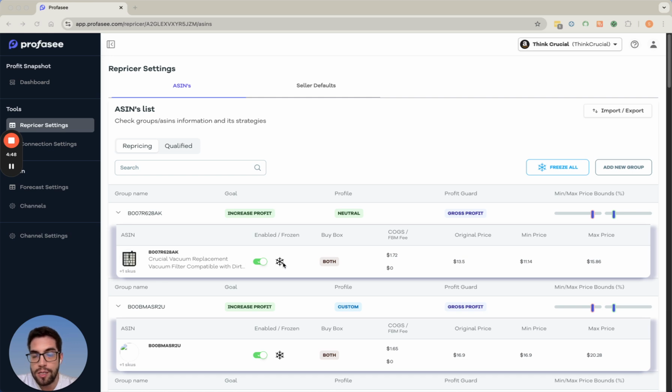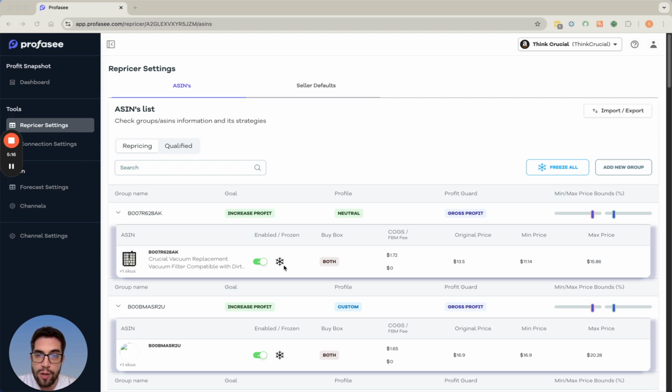So here, when you press this, it will turn blue, and it will basically allow you to, as I was saying, pause the ASIN, right? So, for example, when it turns blue, it's already frozen, and it will be frozen at whatever price it is currently on Amazon. And this is great to allow you to, for example, run any deals. If you need to run a lightning deal for a couple of days, something like that, to make sure that the repricer doesn't interfere with your deal.